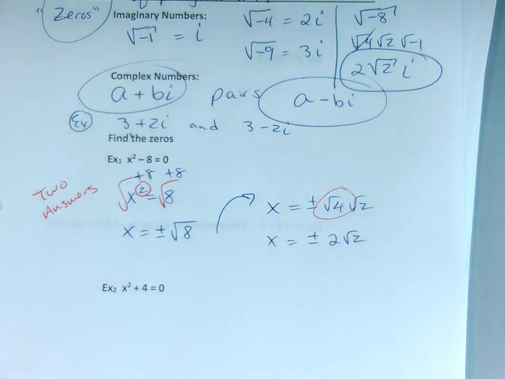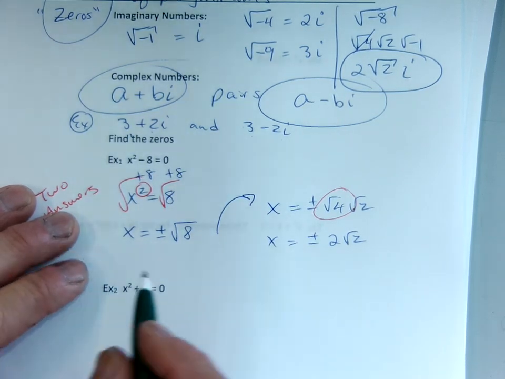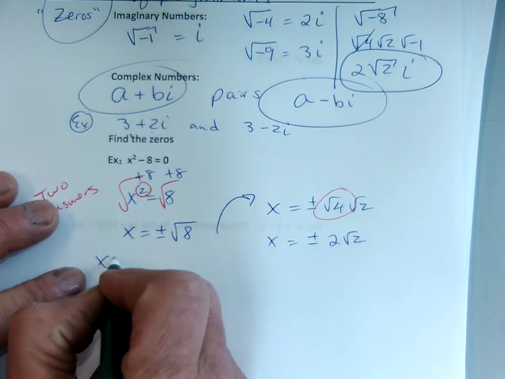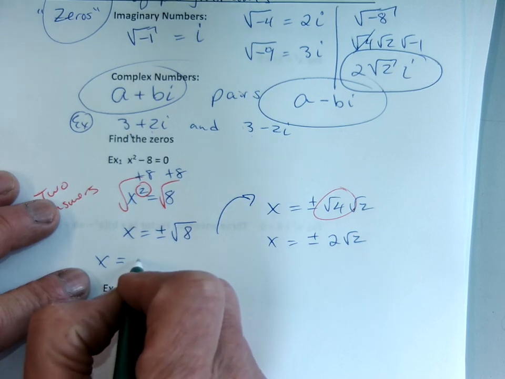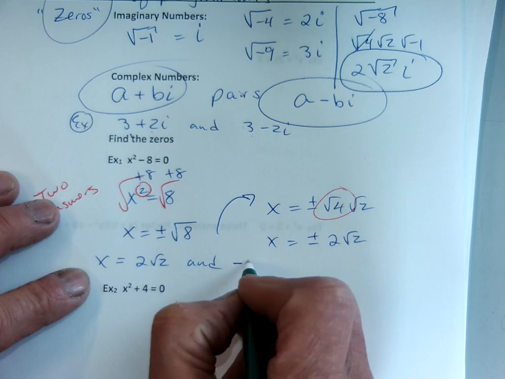Wouldn't that be 4 answers? No. Great question. I'm really confused. Right? So the answer is not x equals plus or minus the square root of 8? No. It is 2 square root of 2 and negative 2 square root of 2.